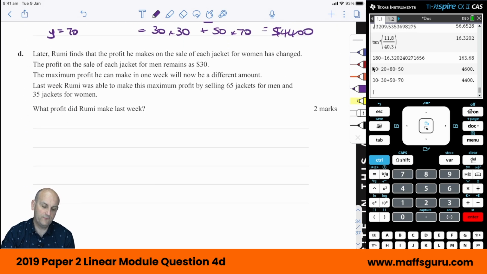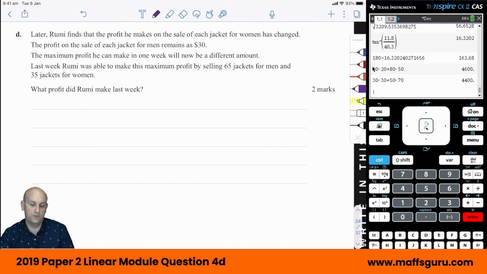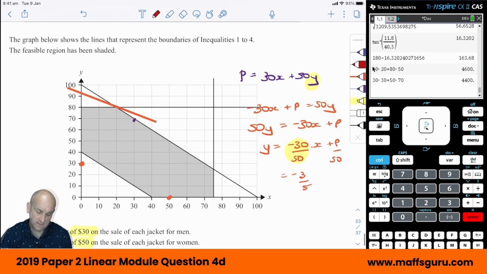Later, Ruby finds out the profit he makes on the sale of each jacket for women has changed. The profit on the sale of the jacket for men remains at $30. The maximum profit he can make in one week will now be a different amount. Last week, Ruby was able to make this maximum profit by selling 65 jackets for men and 35 jackets for women. All right, so 65 for men and 35 for women. Now, actually, that puts me there.